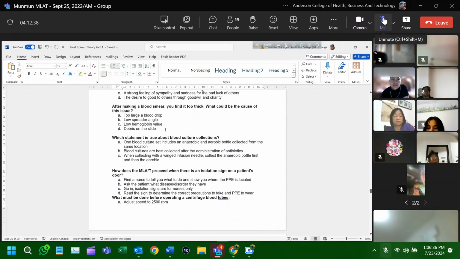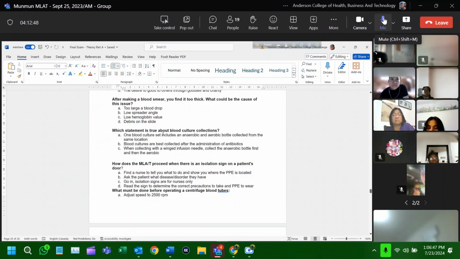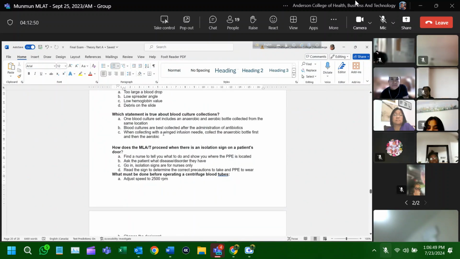After making a blood smear, you find it's too thick. What could be the cause of this issue? A, too large a blood drop. Yeah, you made that last drop. That's why, you know, right? Exactly.